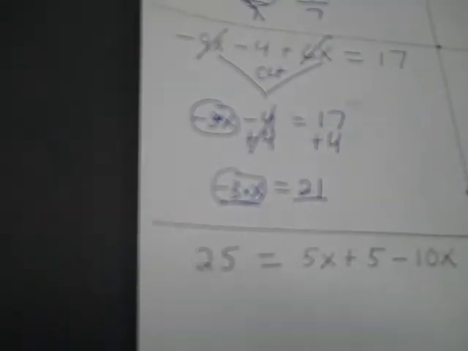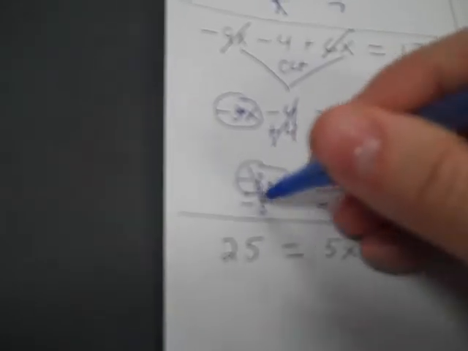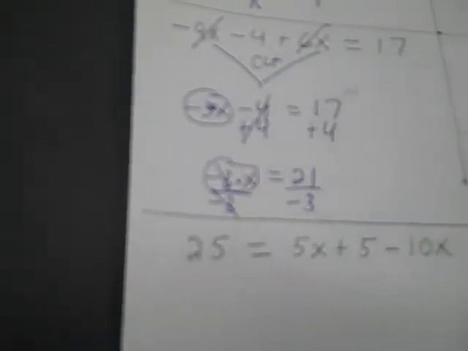Okay, now it's time to do the opposite of multiply, which is to divide. Show your work by underlining, because that's the division sign we use in algebra. And the factor multiplied by x is negative 3. So I put negative 3 under there, because negative 3 and negative 3 then can cancel. 21 divided by negative 3 is negative 7.